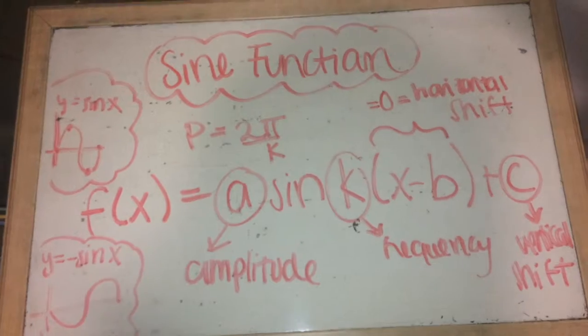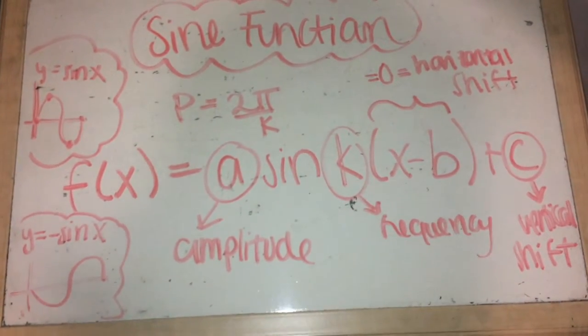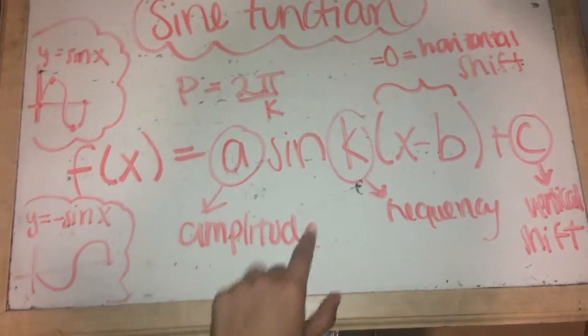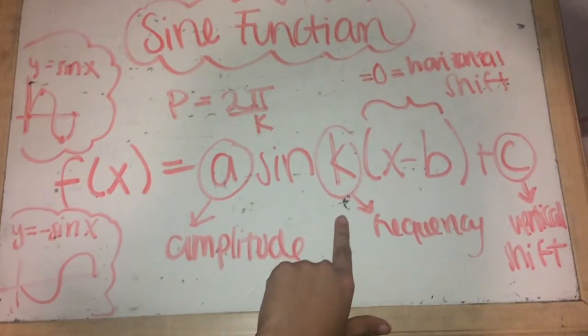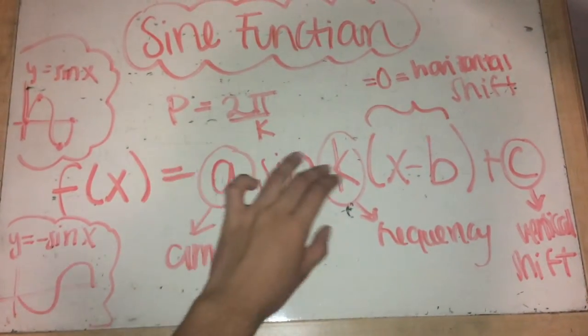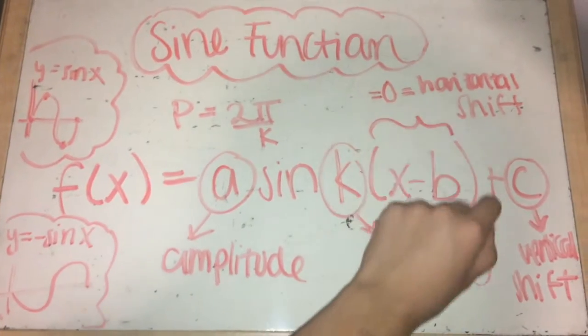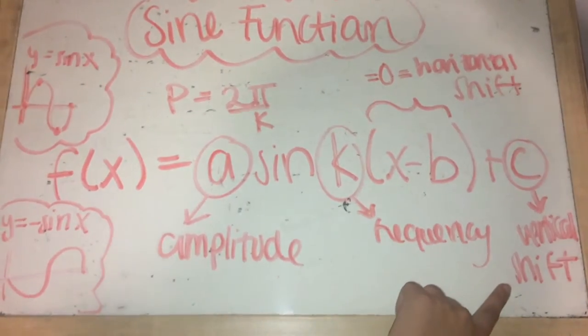Okay, so in this video we're going to teach you sine functions. So here is the general formula of a sine function, where A stands for amplitude, then we have sine, then K stands for frequency, then the period is 2 pi over K, then x minus b equal to 0 gives us the horizontal shift, and finally plus c equals the vertical shift.